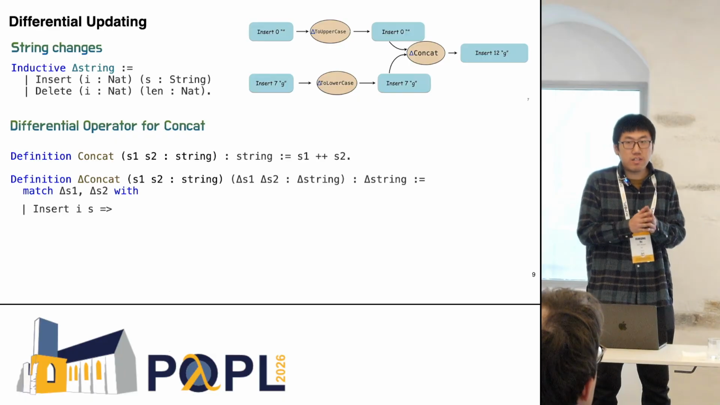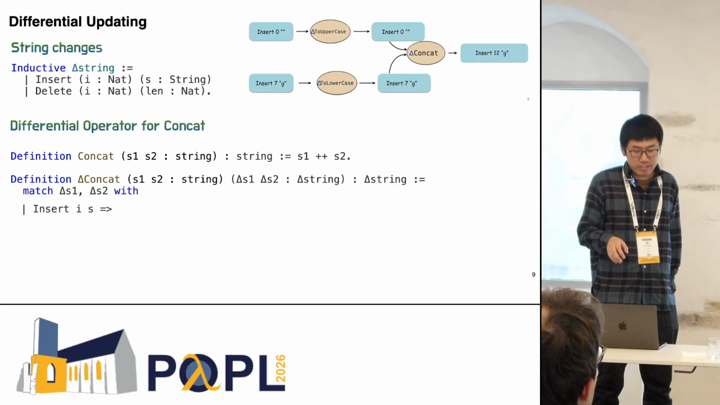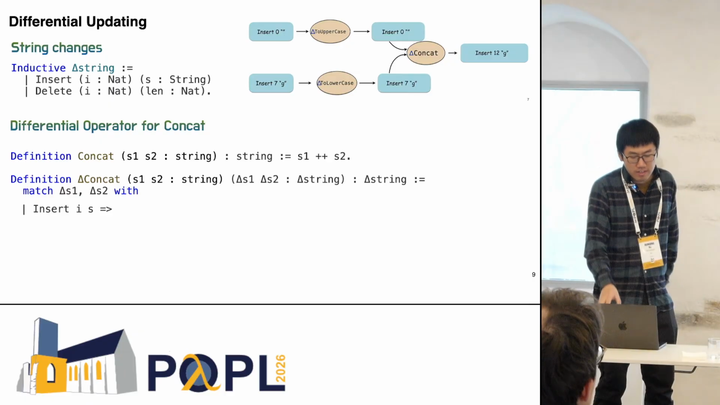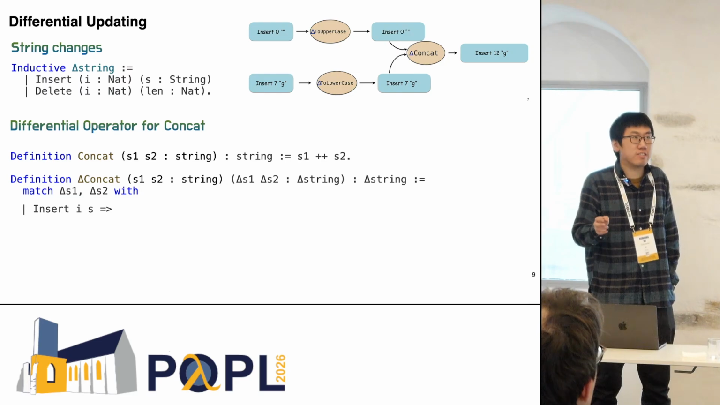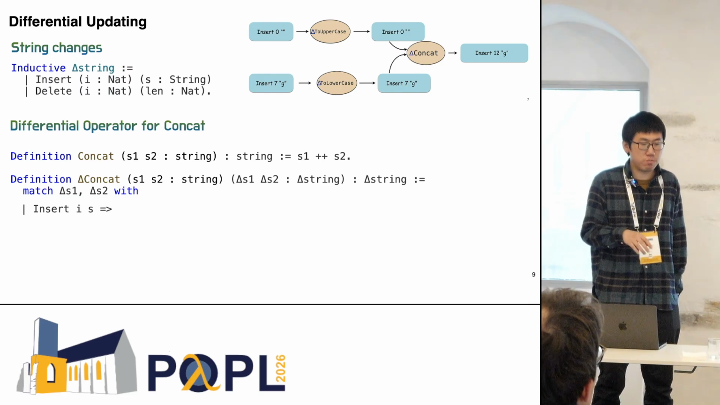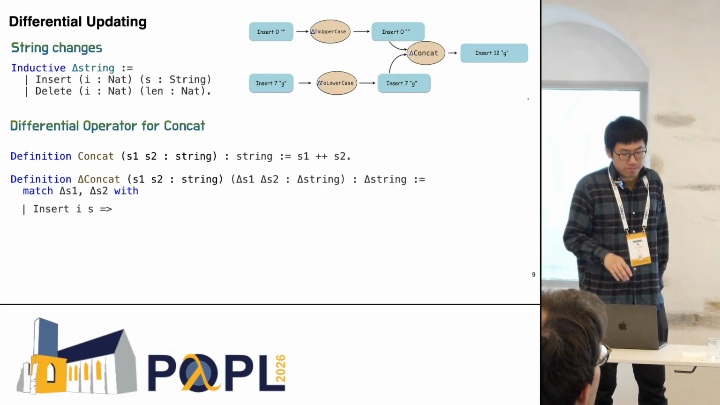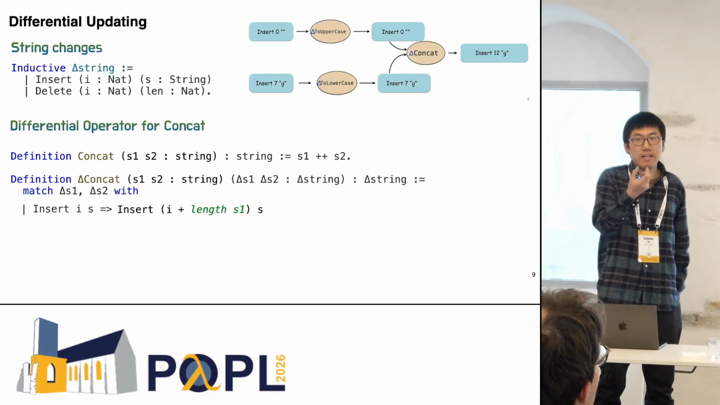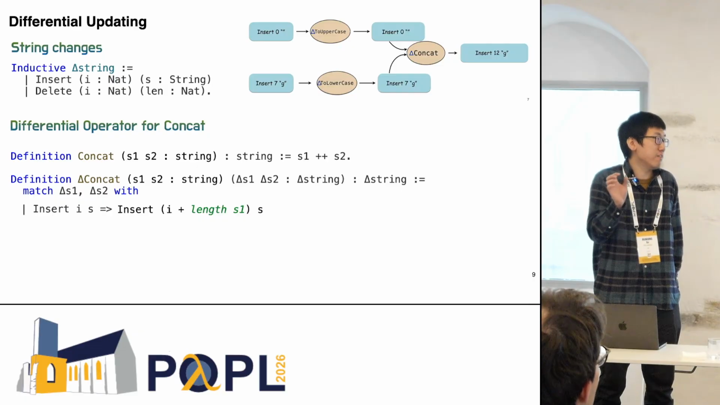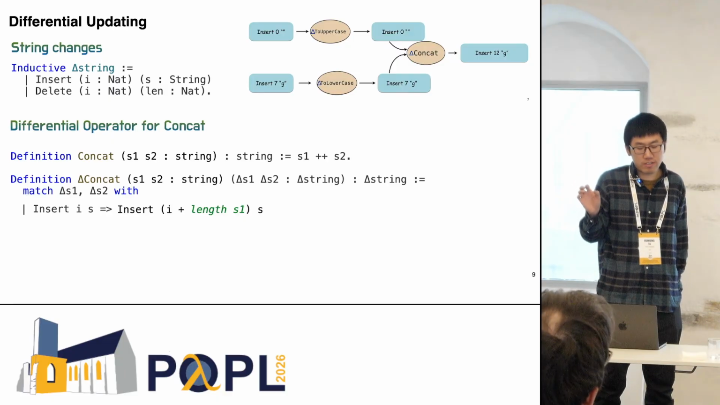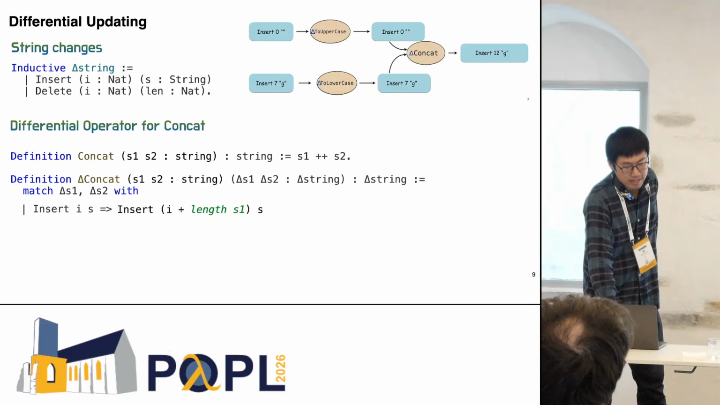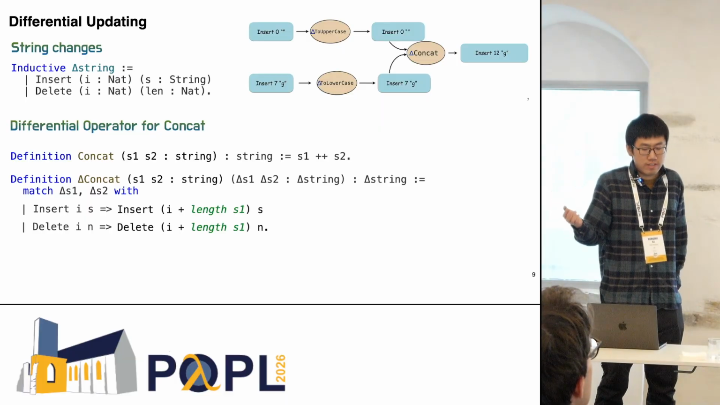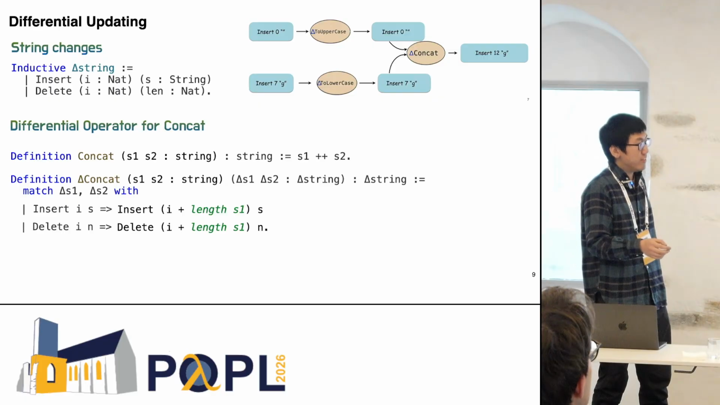But now let's consider a more complicated example, the concatenation. Concatenation just concatenates two strings together. And for simplicity, let's think about what will happen if we change the second input by inserting a string. The result is that, because the second input will be shifted by the length of the first input, the output change of this insertion will also be shifted by the length of the first input. And for deletion, it's similar. We also need to shift the effect by the length of the first input. I use the green color here, as shown.